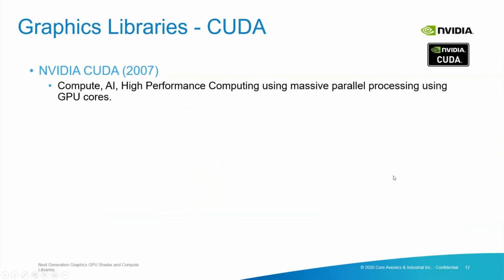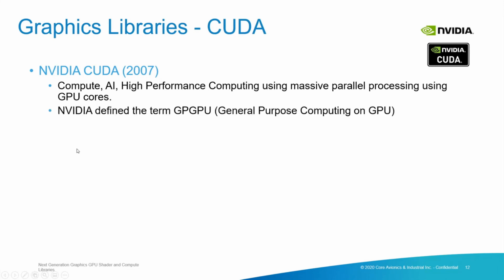So CUDA has been around since 2007. It's an NVIDIA proprietary technology, and it's used in compute. It's used for artificial intelligence or deep learning, as they say nowadays, as well as high performance computing using the massive parallel processing of the GPU cores. On a lot of NVIDIA CUDA boards, you find there's normally 1,000 to 2,000 GPU cores available for processing.